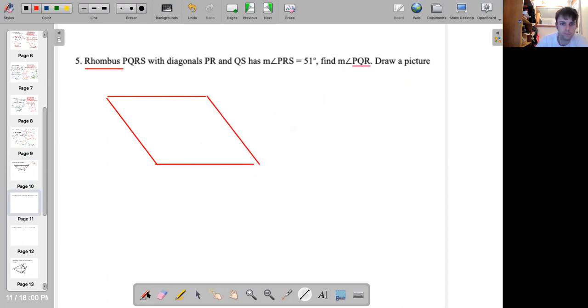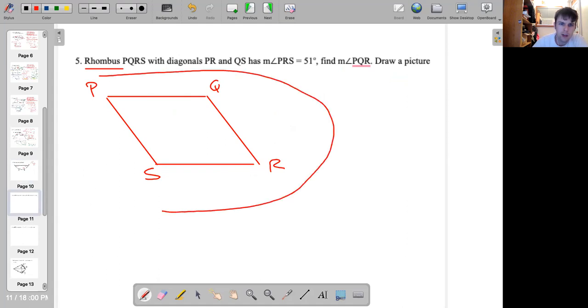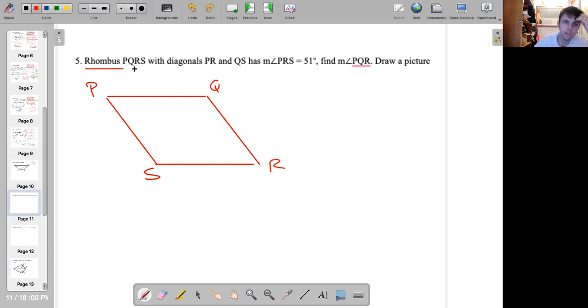I'm supposed to name it P, Q, R, S. Notice how I just kind of went around the shape with the name. That's what you want to do. You don't want to bounce around. You have to go around the outside with consecutive vertices. And we have some diagonals, PR and QS. So PR is a diagonal. That looks fine. And QS is another diagonal.